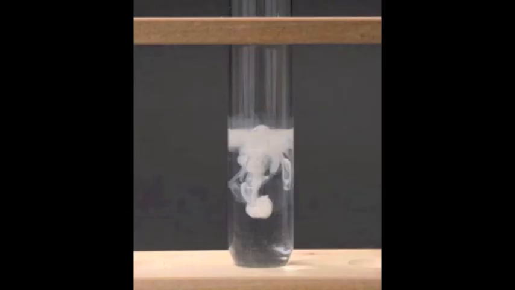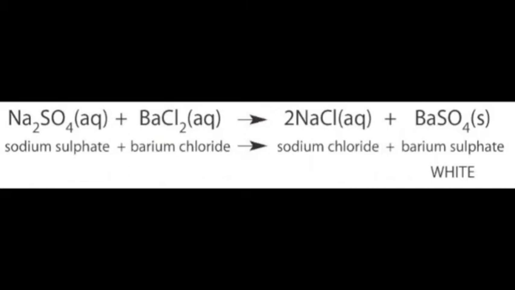The test for sulfate ions uses a precipitation reaction. If barium chloride solution is added to a sulfate, a white precipitate of barium sulfate forms. Sodium sulfate plus barium chloride goes to sodium chloride and barium sulfate.